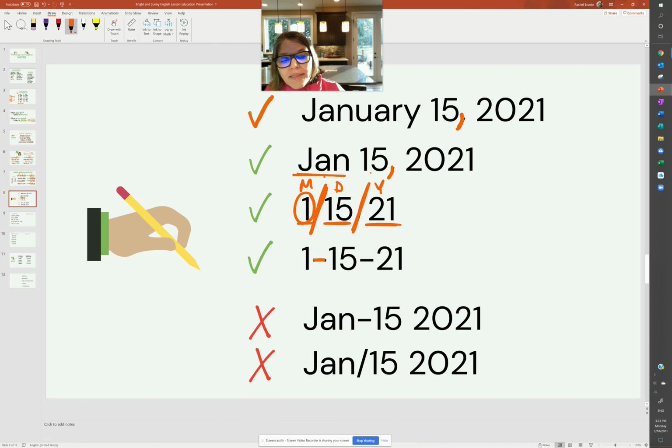We can also write it this way with a line in between. So again, it's month, day, year. We would say January 15th, 2021.